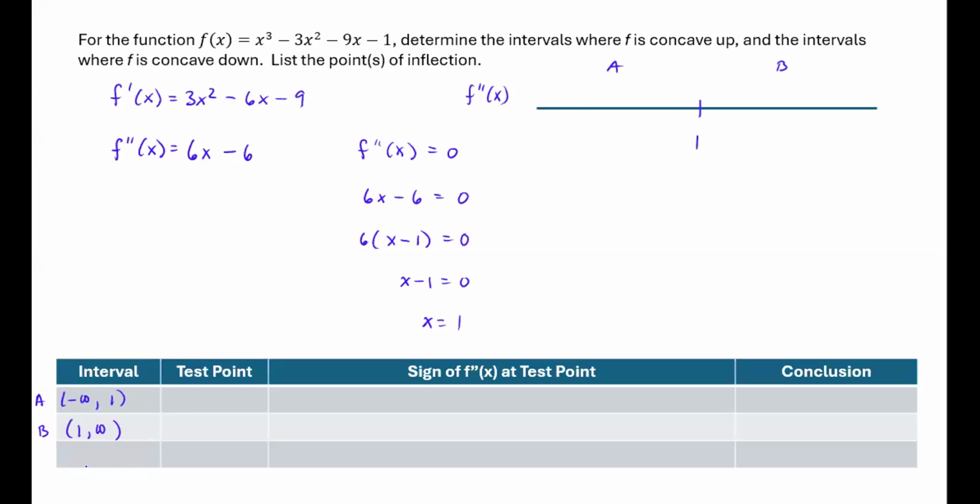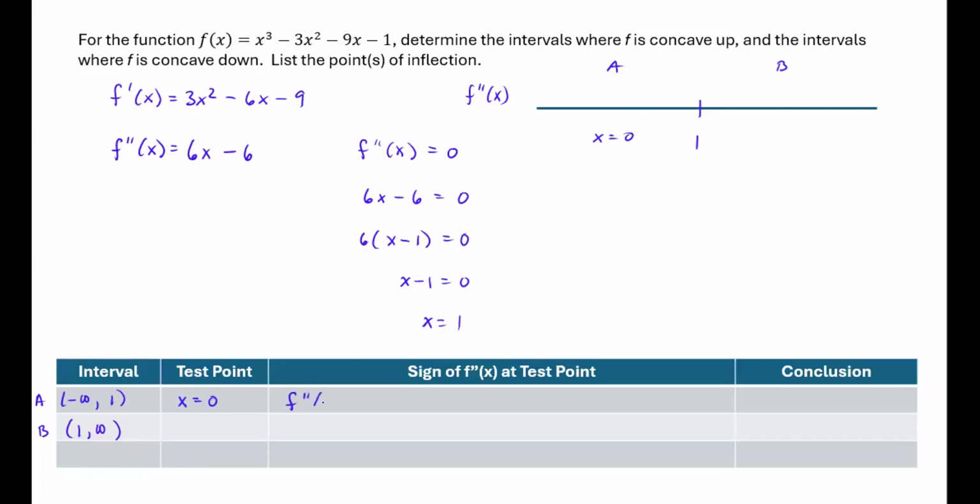And we're going to go through the same exact process. We're going to pick a test point in each of those intervals. This time we're going to plug it back into f double prime of x, the second derivative. And we want to know, is it positive or negative? And that's going to tell us if it's concave up or if it's concave down. So let's go ahead and pick, I'll say x equals 0. We'll do interval A.